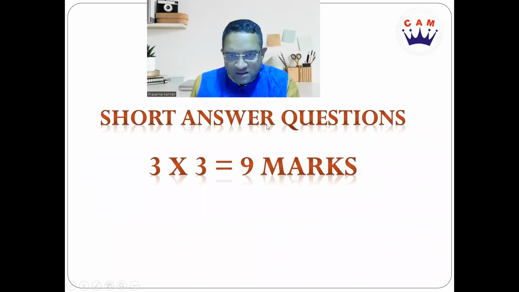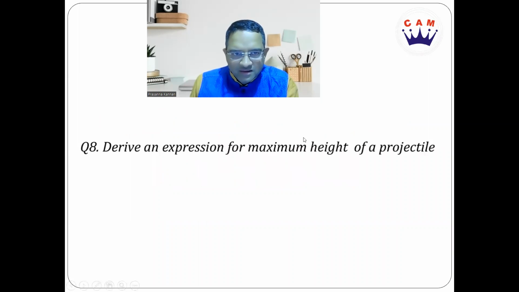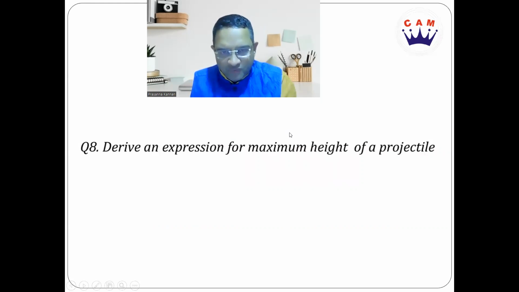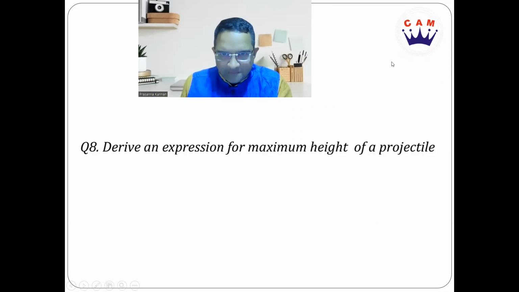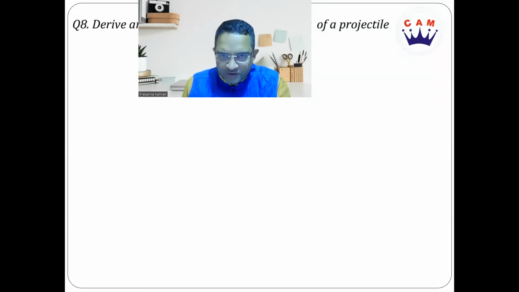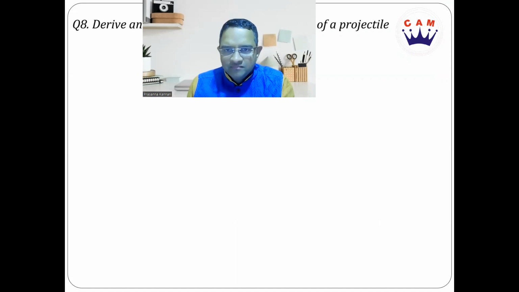We have short answer questions. Each question carries 3 marks and you have 3 of them, so the total is 9 marks. The first of the 3 mark questions is: derive an expression for maximum height of a projectile. U square sine square theta by 2g. Yes, that's what we need to derive. So where do we start? You can do it in 2 ways. I'm going to show you one of the ways here and also do it by another way. Okay, sir.